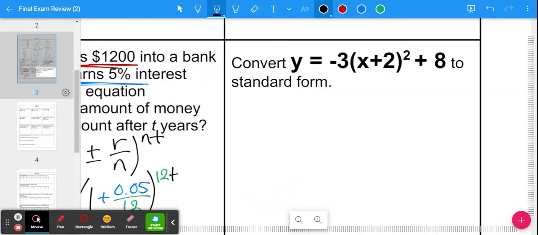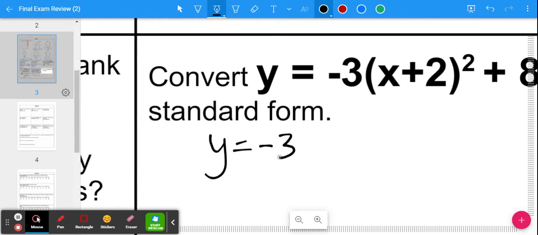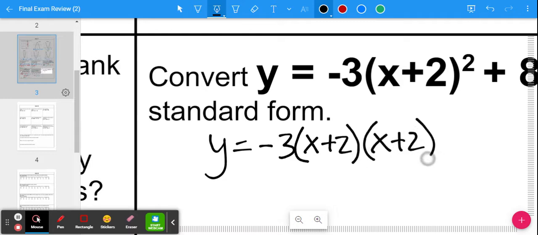The next one says convert y equals negative 3 times quantity x plus 2 squared plus 8. So on this, the first thing I like to do is get rid of that exponent by rewriting this so that it's in a format that's a little easier to read. So we have y equals negative 3 times (x plus 2) times (x plus 2), because that's that (x plus 2) squared, plus 8.